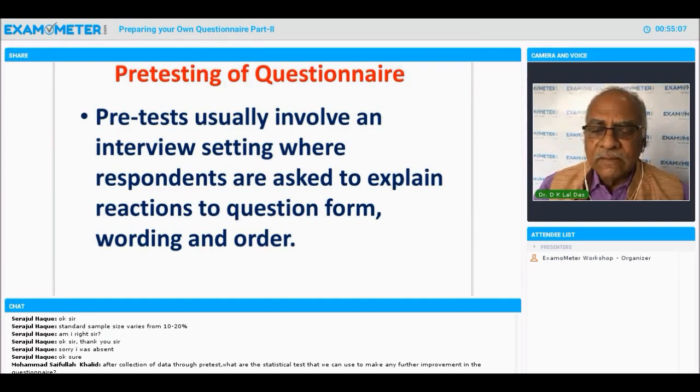Pre-tests usually involve an interview setting where respondents are asked to explain their reactions to the questions' form, wording, and order. This is one thing you should note. After completing the pre-testing with a respondent, you also ask for the comments of the respondent on your questionnaire: how he felt about the question, about the response, and you note it and try to incorporate it in your questionnaire. Even the respondents may suggest a lot of changes to make your questionnaire effective. So this is the advantage of pre-testing. Don't just ignore the reactions of the respondents. If a respondent says it's a funny question, take it seriously and try to improve. And again, you put it to the respondent.